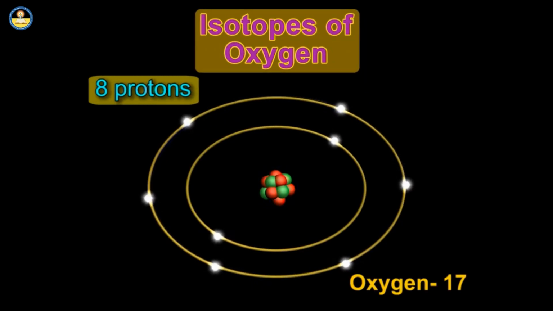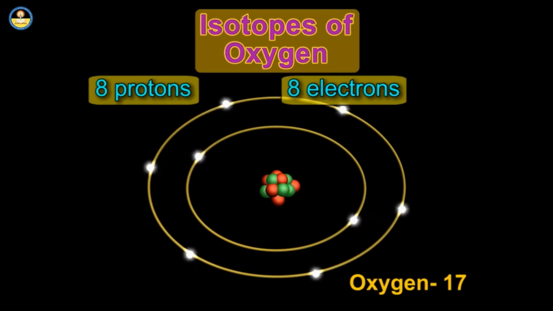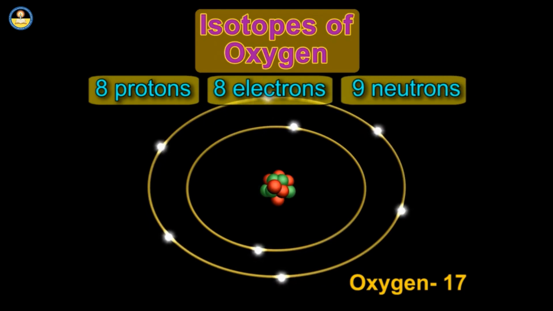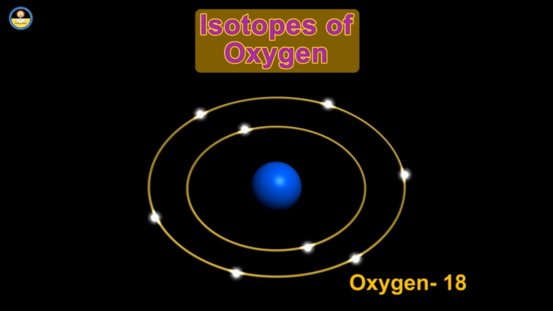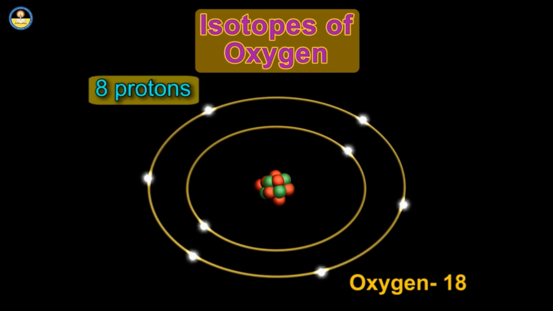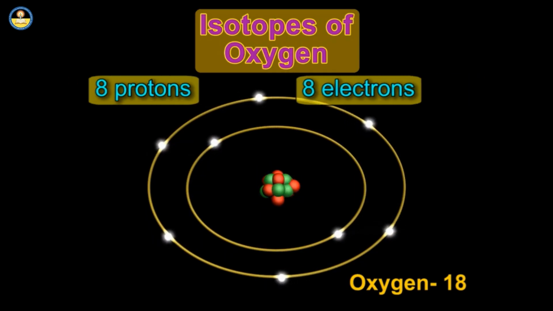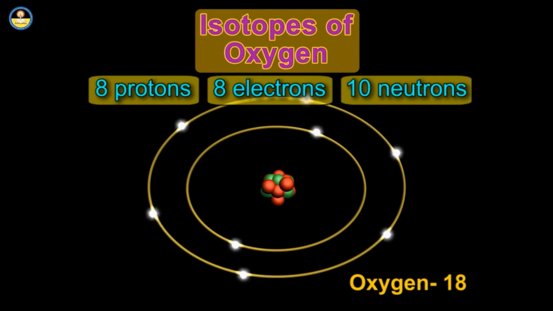Oxygen-17 has 8 protons, 8 electrons and 9 neutrons. Oxygen-18 has 8 protons, 8 electrons and 10 neutrons.